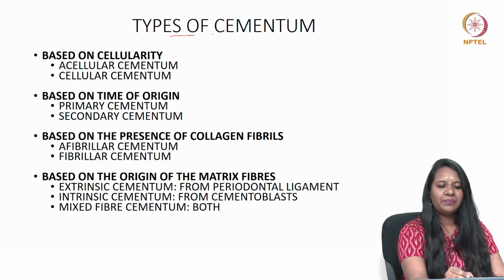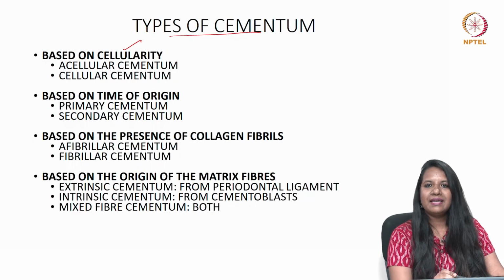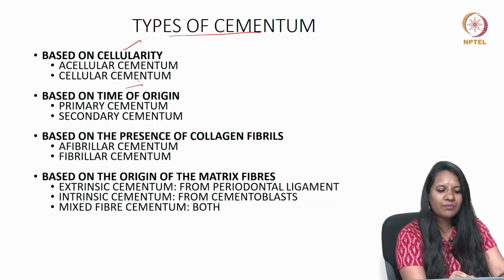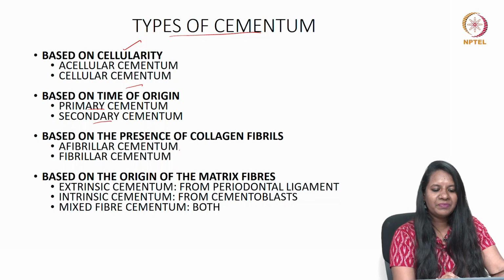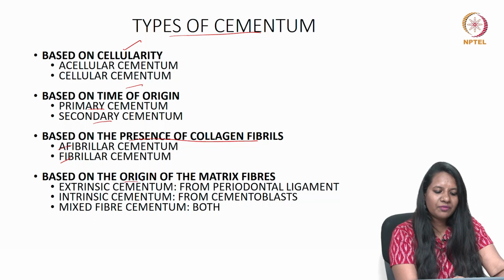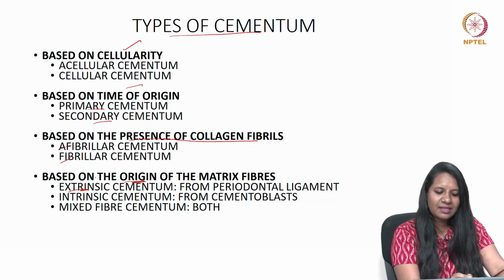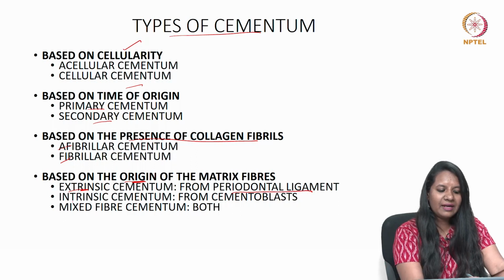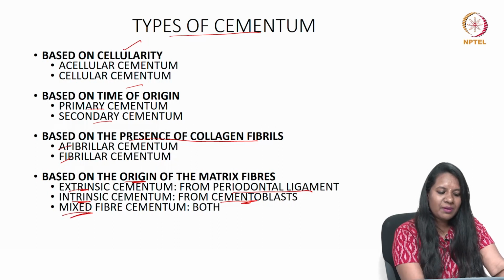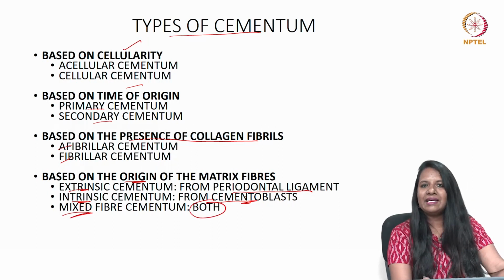So, types of cementum. Based on cellularity, it is acellular and cellular. Acellular means absence of cementoblasts and cellular means presence of cementoblasts. Based on the time of origin, it is either primary or secondary. Based on the presence of collagen fibrils, it is either afibrillar or fibrillar. Afibrillar, again, absence of fibrils, and fibrillar, presence of fibrils. Based on the origin of matrix fibers, if it is extrinsic, they are formed from the periodontal ligament, and if it is intrinsic, it is formed from its own cementoblasts, and mixed fiber cementum is formed by both PDL and cementoblasts.